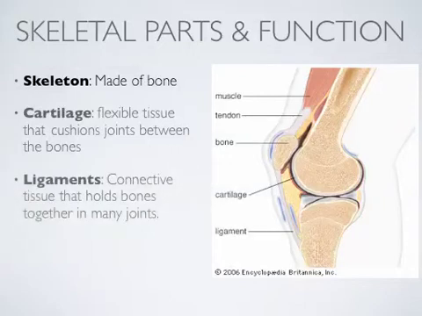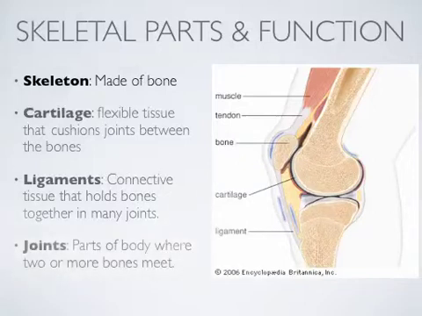The third part is a ligament. This is a connective tissue, so I like to think of ligaments as very similar to tendons, only ligaments connect bone to bone, so they hold all kinds of bones together within joints.